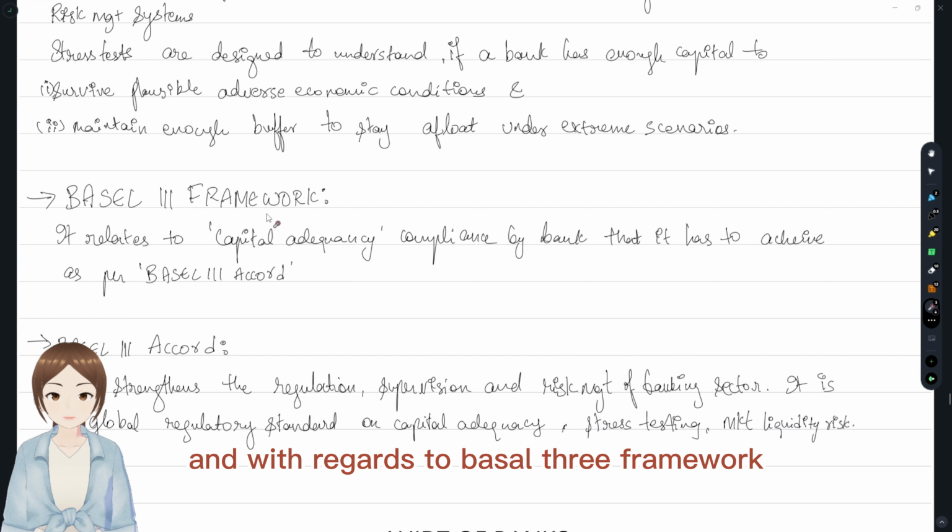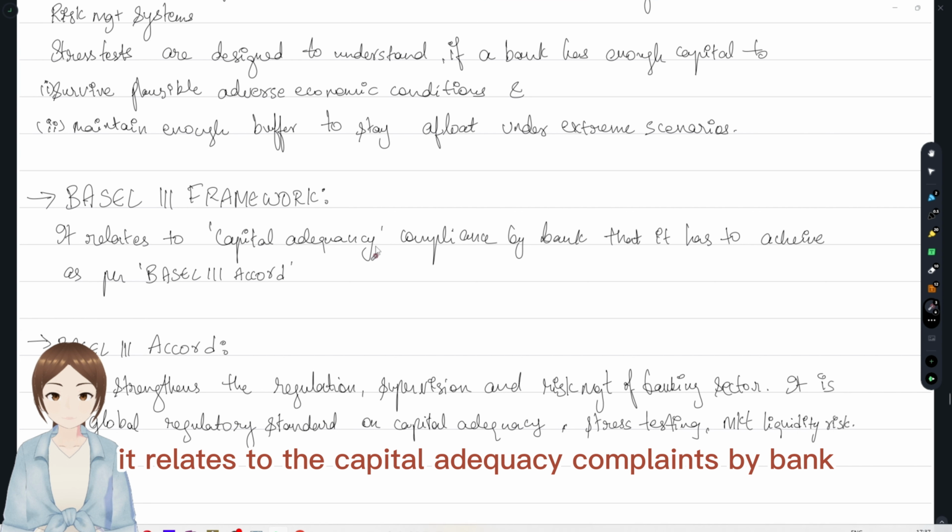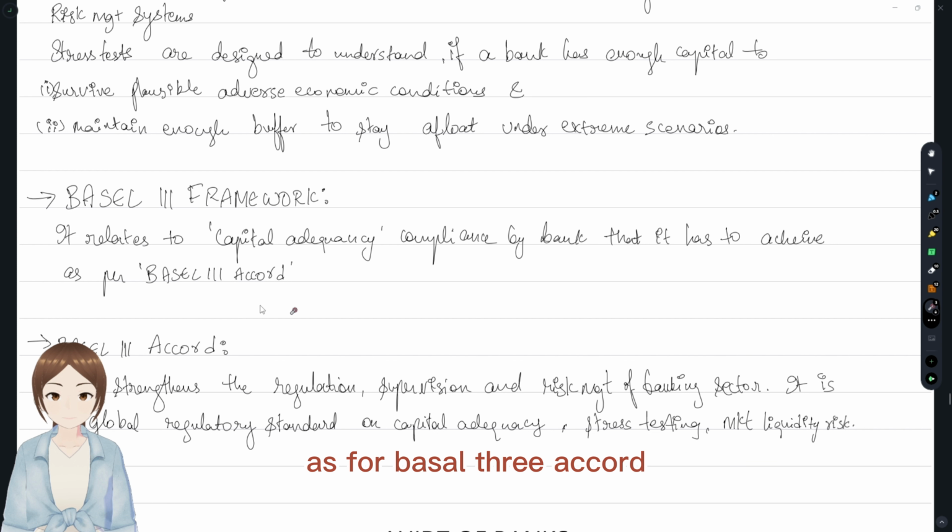And with regards to the Basel III framework, it relates to the capital adequacy compliance that the bank has to achieve as per the Basel III Accord.